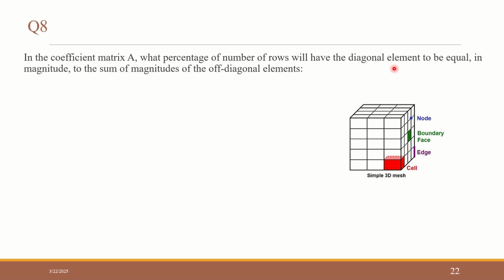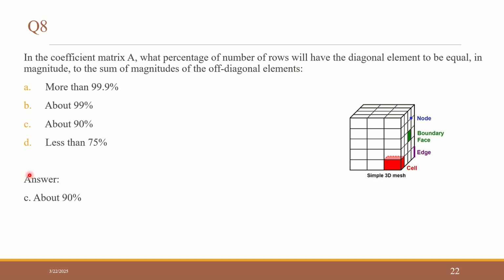So we will see the options. Option A, more than 99.9 percentage. Option B, about 99 percentage. Option C, about 90 percentage. Option D, less than 75 percentage. Here we are asked to find the percentage of number of rows which will have the diagonal element equal in magnitude to the sum of the magnitudes of the off diagonal elements. So the answer is 90 percentage. Option C is the right answer.